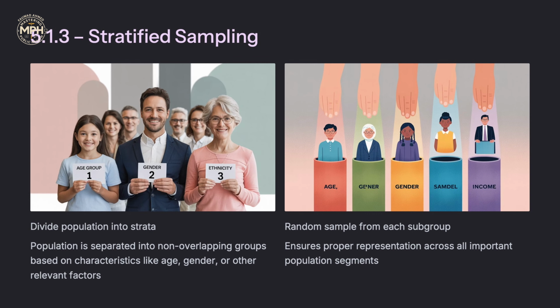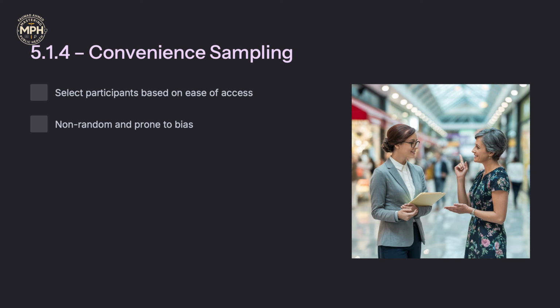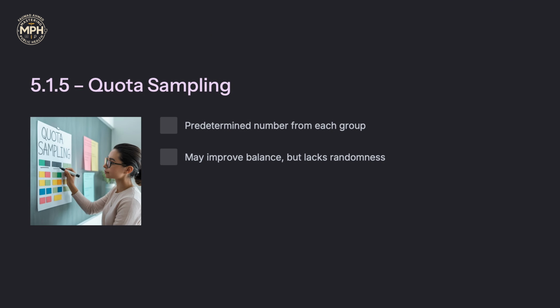Next is 5.1.3, stratified sampling, where we divide the population into subgroups or strata and then randomly sample from each. It ensures representation across key characteristics like age or gender. In 5.1.4, convenience sampling, participants are chosen based on ease of access. This is fast but not random and often leads to bias. 5.1.5, quota sampling involves selecting a fixed number from certain groups. It improves balance but lacks true randomness.